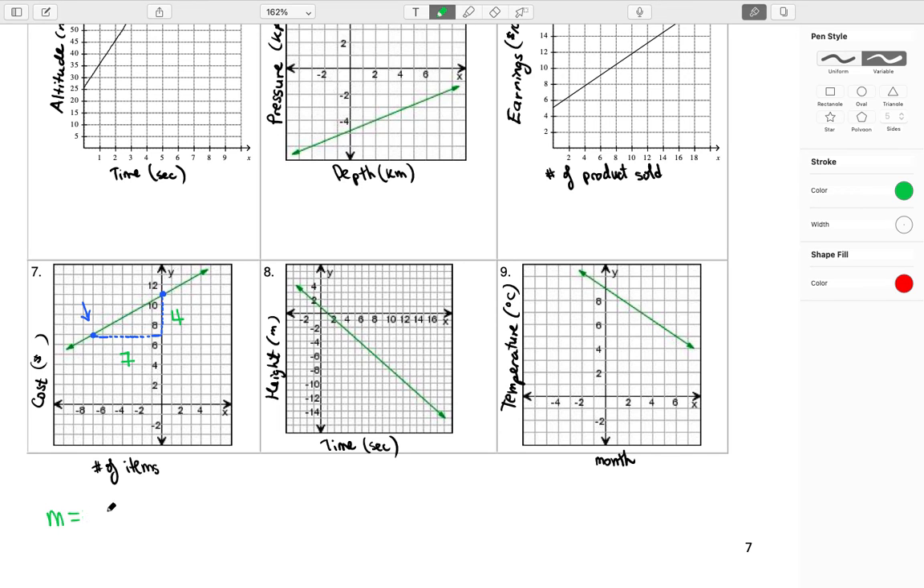So slope in this case is rise over run. Rise is positive 4, and run is 7. So if you do 4 divided by 7, you're going to get 0.57. It's a repeating decimal, so I'll round to 2 decimals because it's cost. So it's 57 cents, dollar per number of items. Okay, so please don't forget the unit when you are doing the slope.